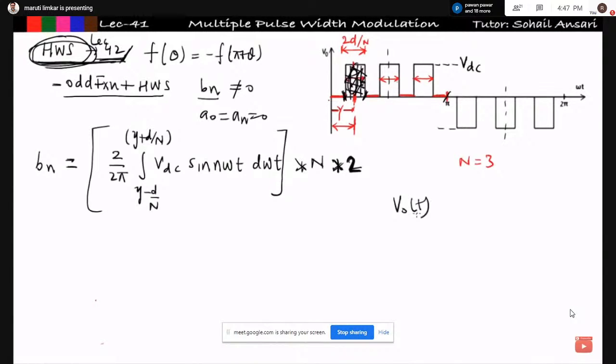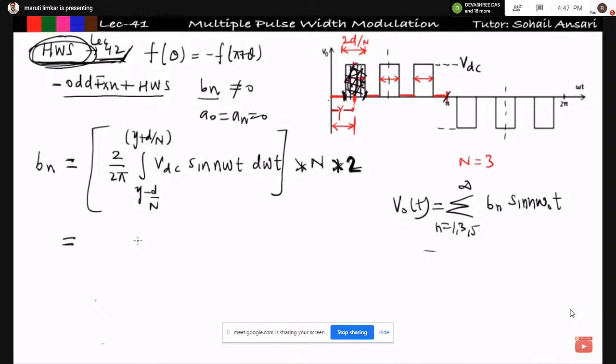If I find the value of Bn, then I can easily write V0 of t is equal to summation of n equal to 1, 3, 5 up to infinity Bn sin n omega naught t. This is my total Fourier series expression. As we know, a naught and an will be equal to 0 for half wave symmetry. Also, one feature of half wave symmetry is that there will be no even harmonics. So memorize these things. I will explain in lecture number 42 that there will be no even harmonics present in half wave symmetry. So this is my Fourier expression of Bn.